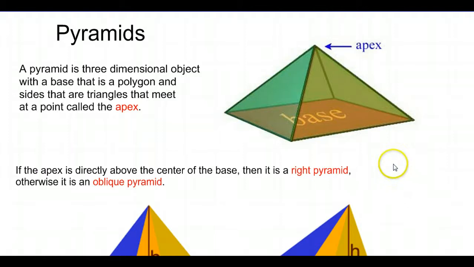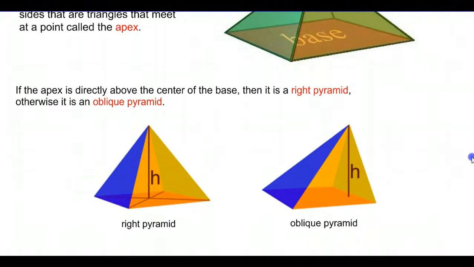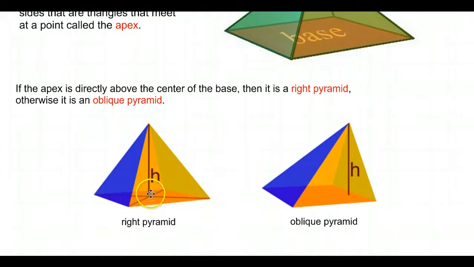Pyramids. A pyramid is a three-dimensional object with a base that is a polygon. So polygon, many sides, right? You can have 4 sides, 3 sides, 5 sides, 10 sides, 100 sides. That's a polygon. And the sides of the pyramid themselves are all triangles. And they meet at a point called the apex, right up there. If the apex is directly above the center of the pyramid, then it is a right pyramid. We just talked about that. If the apex is anywhere else, then it is called an oblique pyramid. So if the apex were here, that will give us different sizes on our sides.